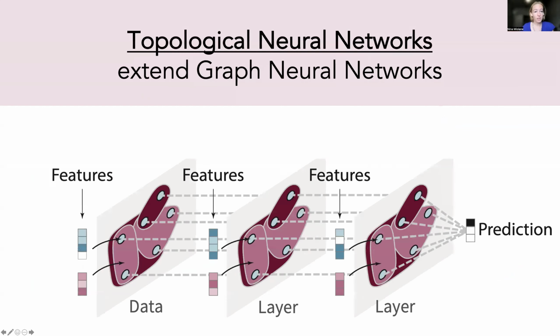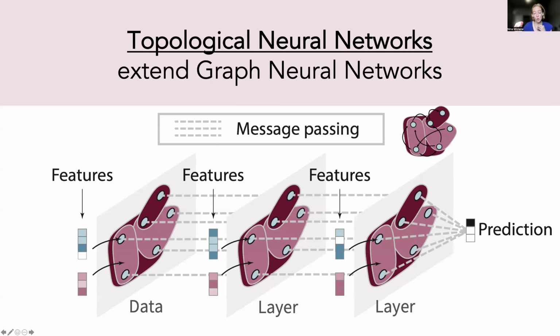Now, topological neural networks extend graph neural networks, and they are built in the exact same way, except that now nodes can be connected in more than pairs. So here you can see, for example, these 3 nodes are now connected with this cell in pink. But otherwise, the overall idea is the same. The nodes exchange messages with their neighbors. Just now, the notion of neighbor is a bit different.